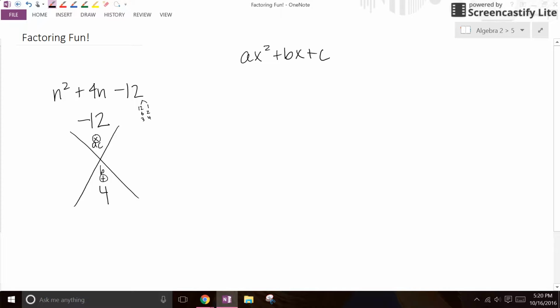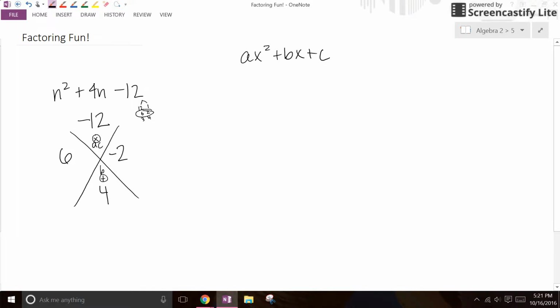Now keep in mind, one of them's got to be negative. So the 1 or the 12, the 6 or the 2, the 3 or the 4, one of them's got to be negative to multiply to negative 12. And they got to add up to 4. And you're like, oh yeah, it's right there, right? You're like, I see it. It's 6 and 2. Now, why 6 and 2? Because one of them is positive, one of them is negative. The 2 would have to be negative in order to add up to 4.